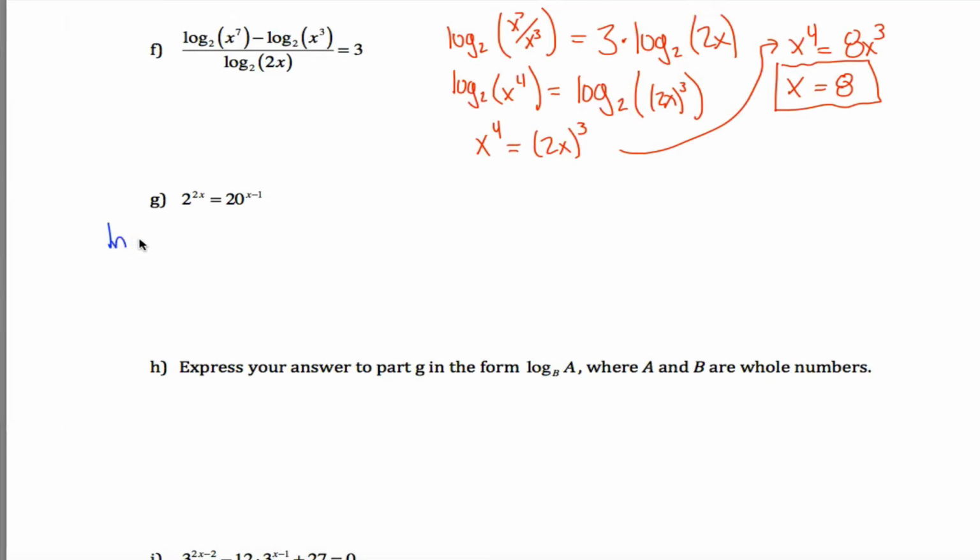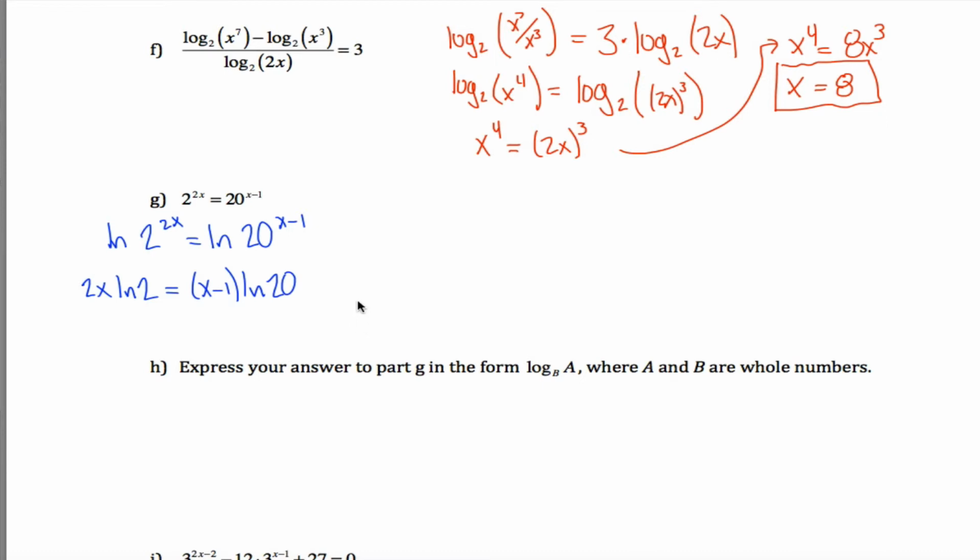The natural log of 2 raised up to the 2x power is equal to the natural log of 20 raised up to the x minus 1 power. I can now apply my third log rule twice. Over here to bring the 2x down in front, and over here to bring the x minus 1 down in front.